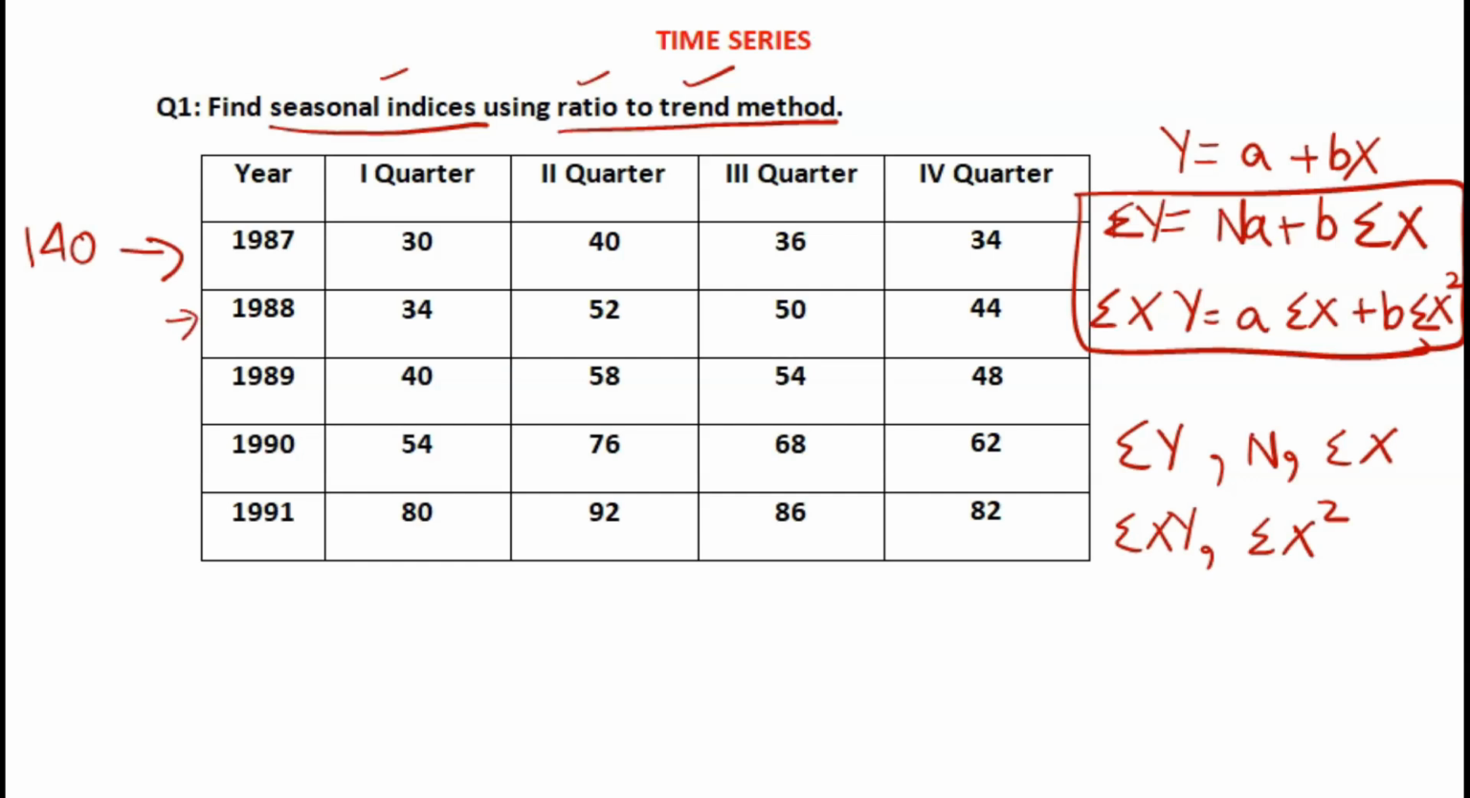Then for 1988, the total of all 4 quarters, we will get 180. Then 1989 we will get 200. Then 1990 we will get 260, and then 1991 we will get 340. We are just taking the total, because for finding the trend values we need this.